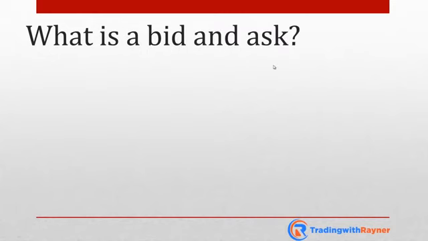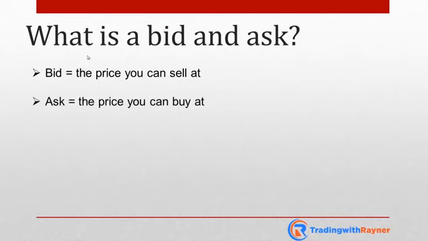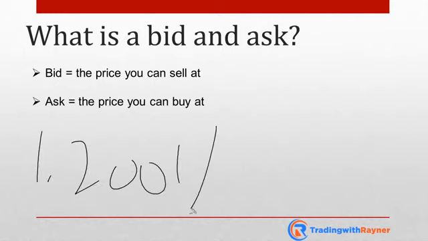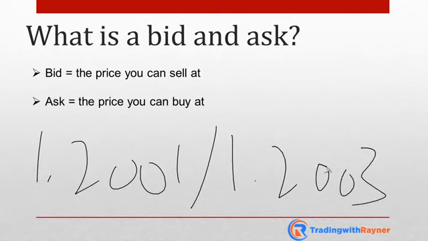So what is the bid and ask? The bid refers to the price that you can sell at, and the ask is the price that you can buy at. Whenever you're trading forex or stocks, it's not just one price. It's always two prices, the bid and the ask. Let me share an example. Let's say euro dollar is trading at 1.2001 slash 1.2003. The higher value is always the ask, and the smaller value is always the bid.